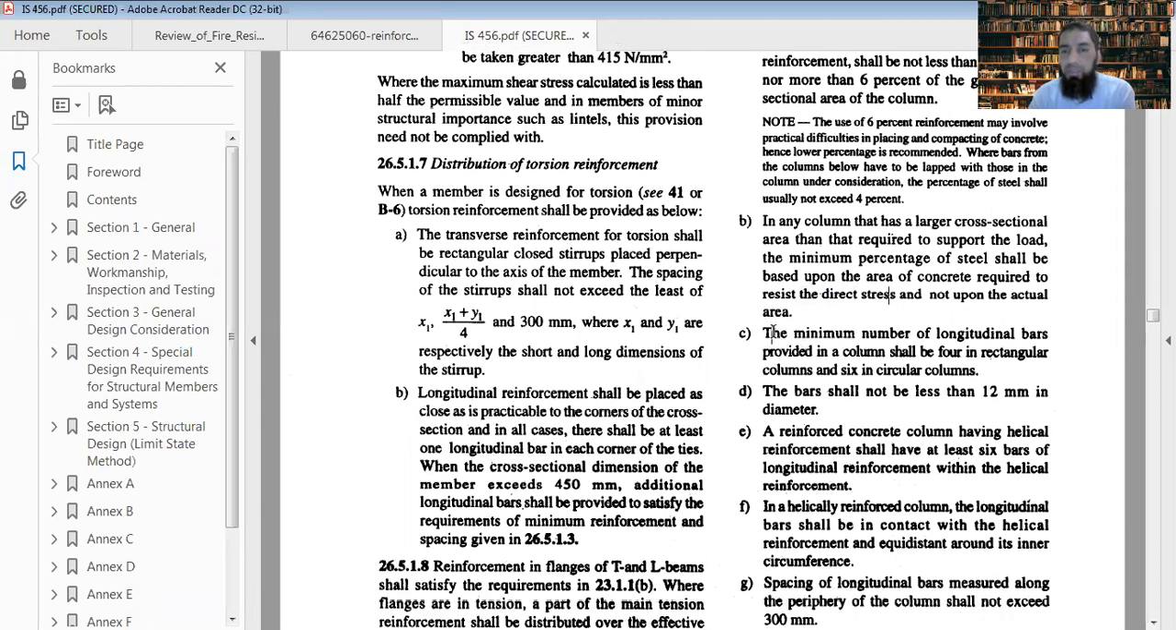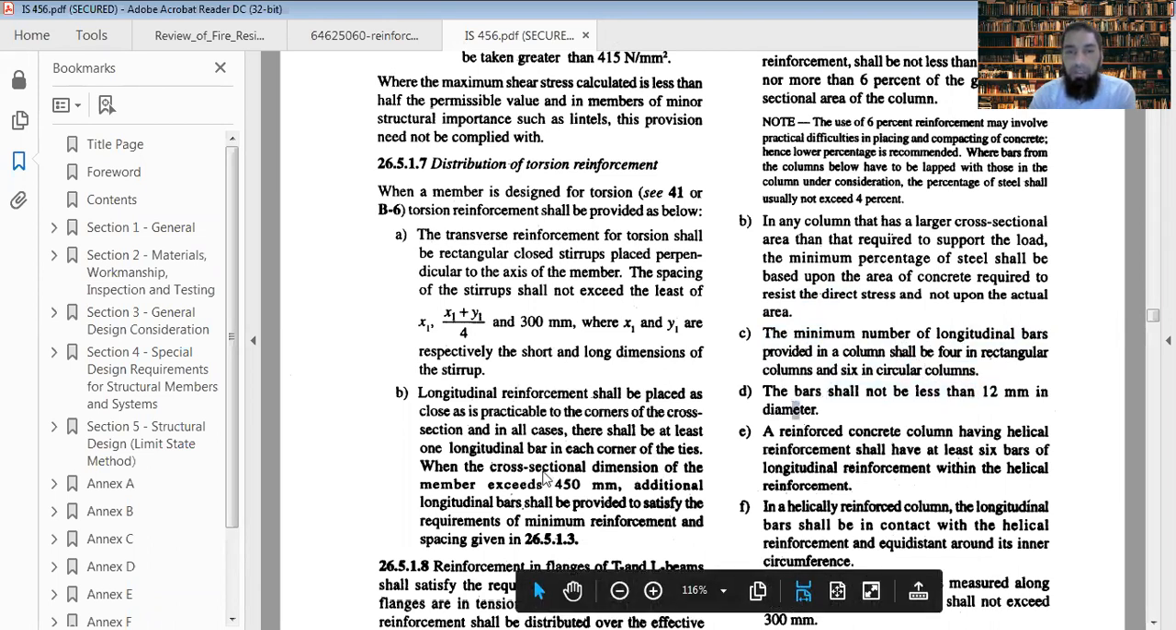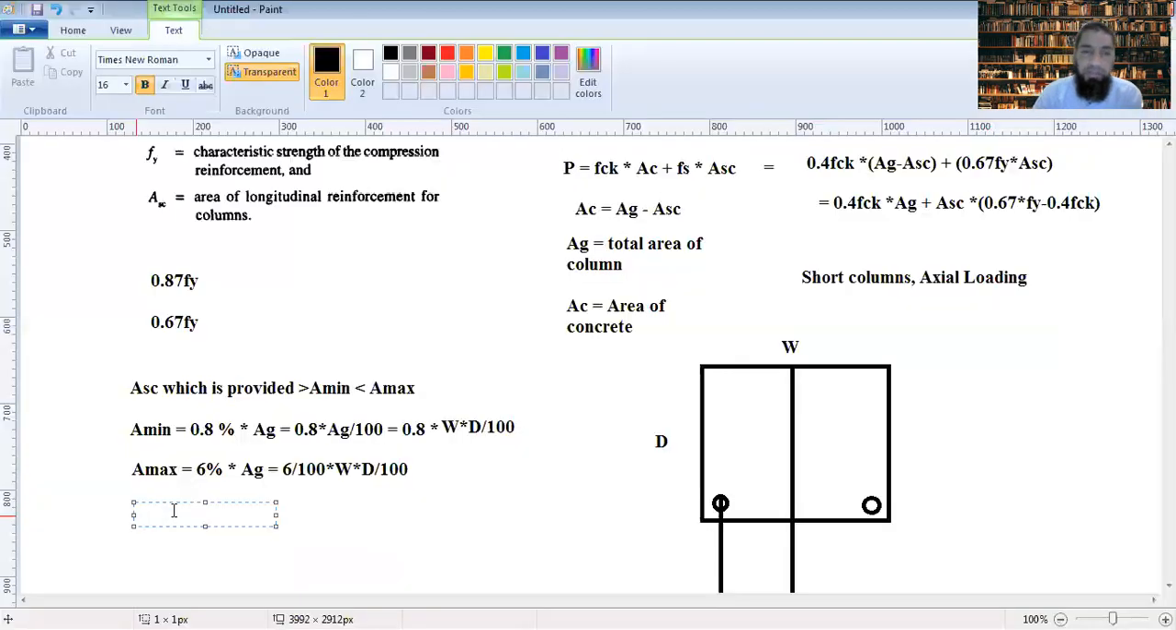Now this is important. The minimum number of longitudinal bars provided in the column shall be 4 in rectangular columns and 6 in circular columns. And the bar shall not be less than 12 mm in diameter. That means the number of bars in columns, you have to provide 4 in rectangular column. You cannot provide less than 4 in rectangular column, and 6 in circular column.